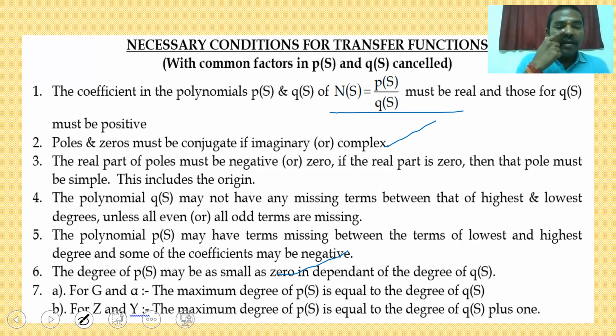Similarly, for G and alpha transfer functions, the maximum degree of P of s is equal to the degree of Q of s, and for Z and Y, the maximum degree of P of s is equal to the degree of Q of s plus 1. So almost similar to your driving point impedance only. Then coming to the problems.